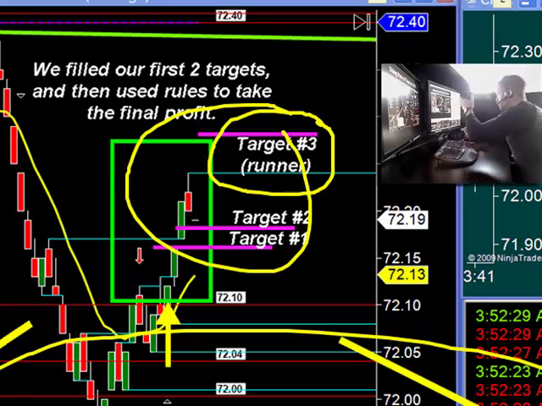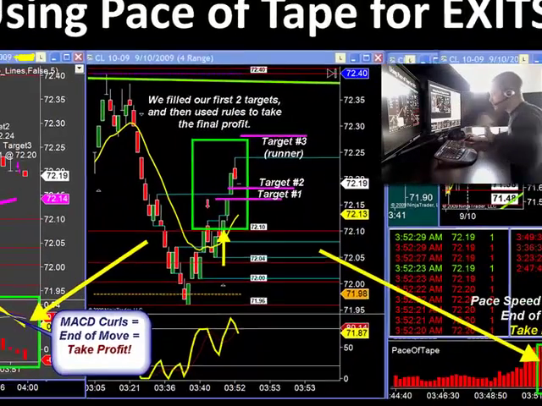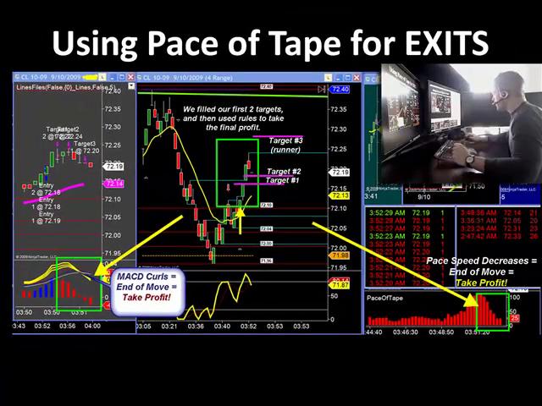So again, we use the speed of the tape to know when the move is coming to an end, when the momentum is slowing down, and we know, of course, decreasing red pace of a tape will always be that first heads up that we have something as far as a reversal that's kind of bubbling up underneath the surface here.